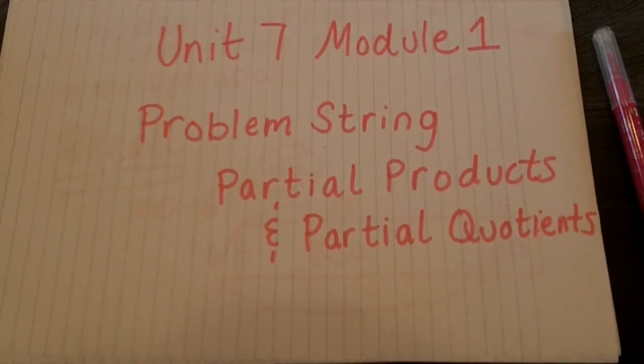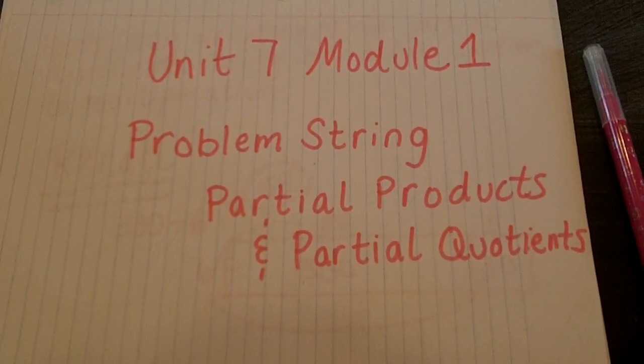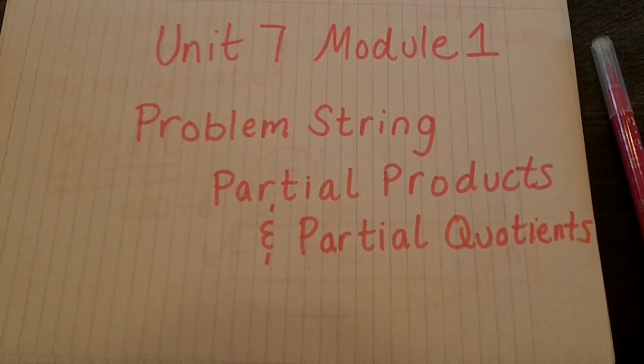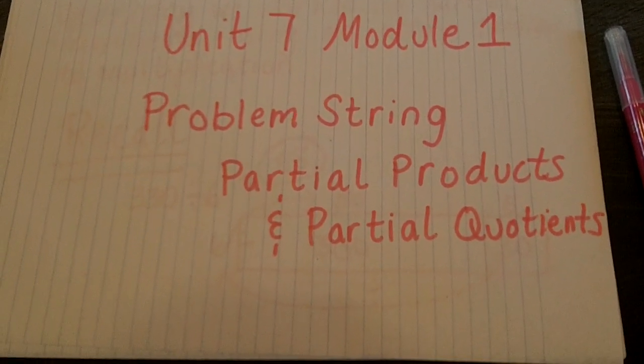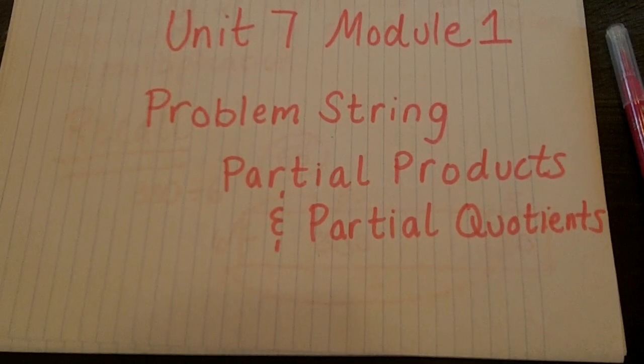Hi everyone. Today we're going to continue on with Unit 7, Module 1. Today we're going to do another problem string with more independent practice. It is called the partial products and partial quotients.